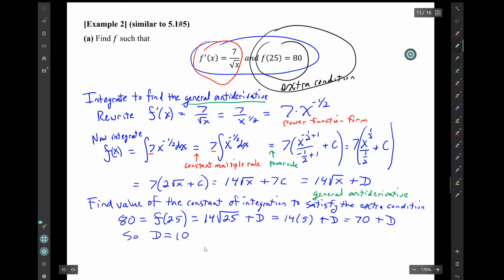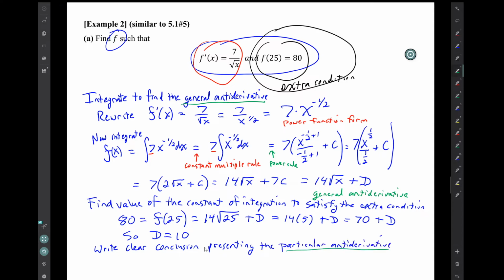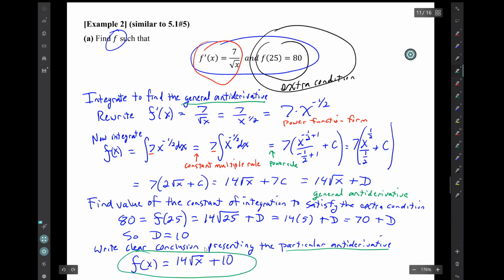But our job was not to find D. Our job was to find the function f. So we have to write a clear conclusion. And remember, what we're presenting here is the particular antiderivative, the particular antiderivative that satisfies the extra condition. And there's our result. f(x) equals 14 square root of x plus 10.